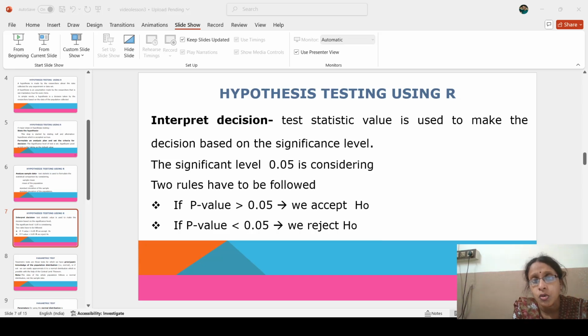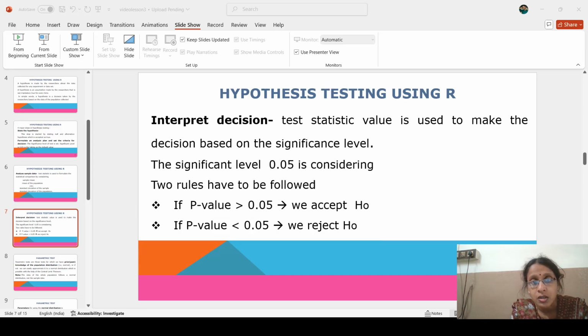Third, analyze the sample data. To analyze the sample data, the test statistic is used to formulate the statistical comparison. Here, the statistical comparison is done by considering the sample mean and the mean of the population, or by considering the standard deviation of the sample or the standard deviation of the population.